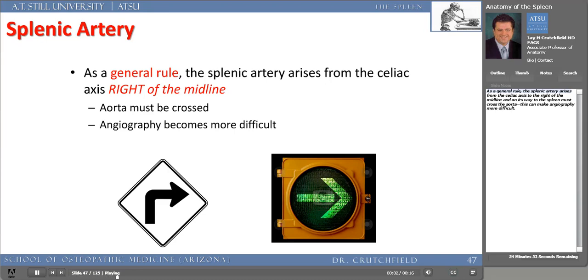As a general rule, the splenic artery arises from the celiac axis to the right of the midline, and thus, on its way to the spleen, must cross the aorta. This can make angiography more difficult.